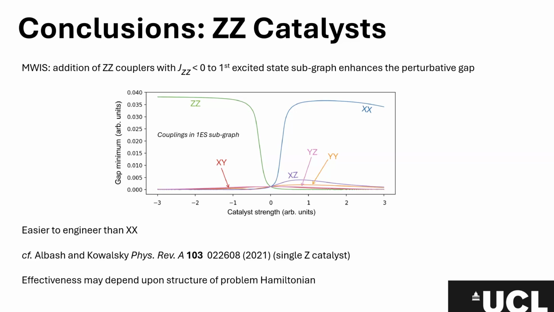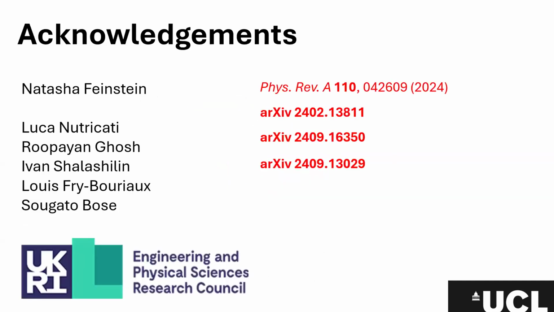And so I think it's fair to say that the effectiveness of this approach is going to depend upon the structure of the problem Hamiltonian, i.e., is this ferromagnetic catalyst term biasing towards the solution? So I've slightly gone over time, but I've reached the end of my presentation.